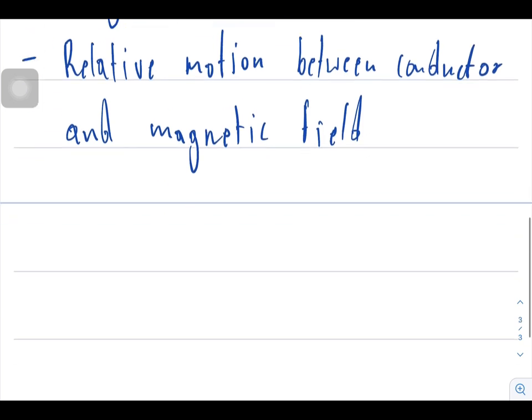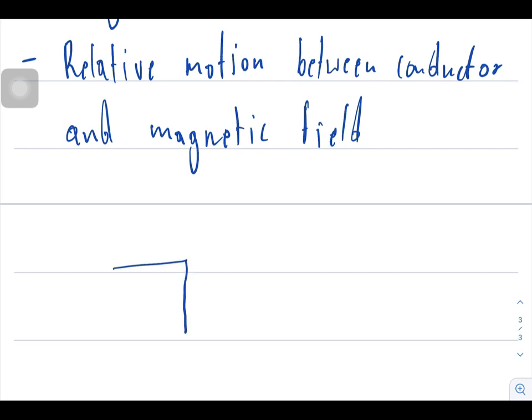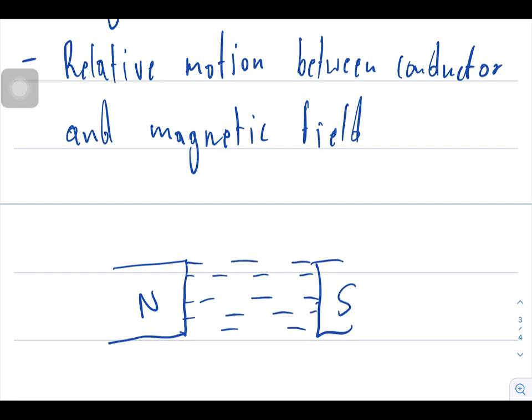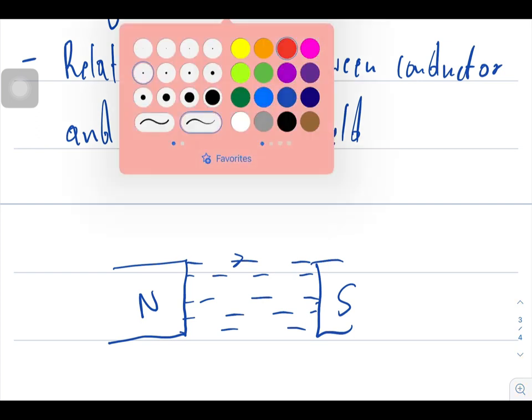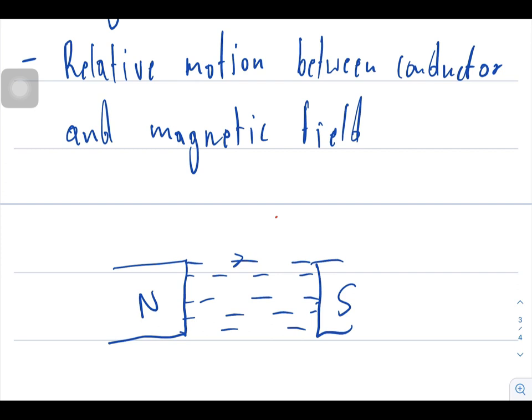For example, let's say I have a magnet here with north and south. A magnet has a magnetic field, and we know its direction. A magnetic field is from north to south. Let me use a different color, so the red is the conductor.